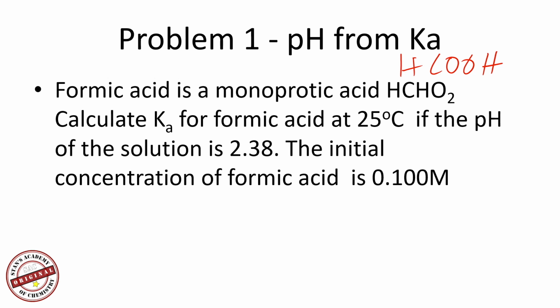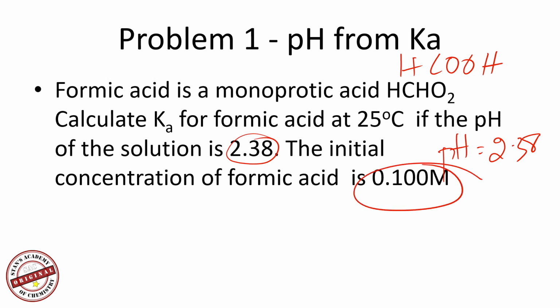Calculate Ka for formic acid at 25 degrees Celsius if the pH of the solution is 2.38. You're given pH. pH is given as 2.38. So keep that value in mind. The concentration of formic acid that is given is 0.1 molar. So we're going to use this information and we're going to calculate the Ka value for this problem.